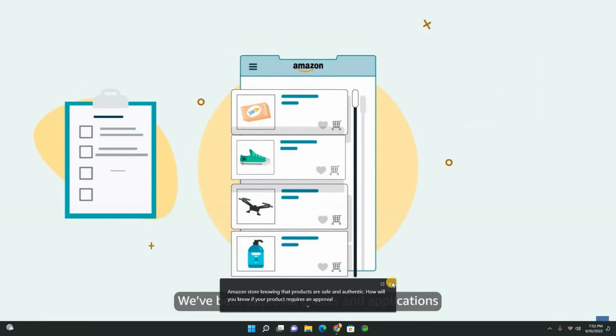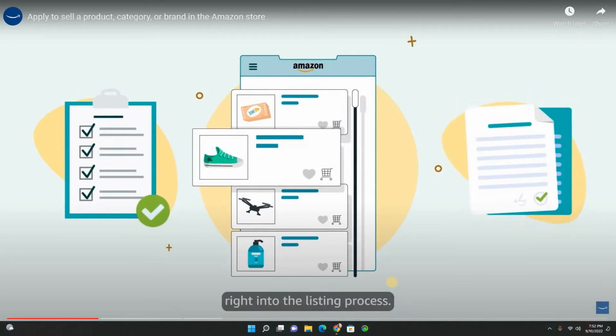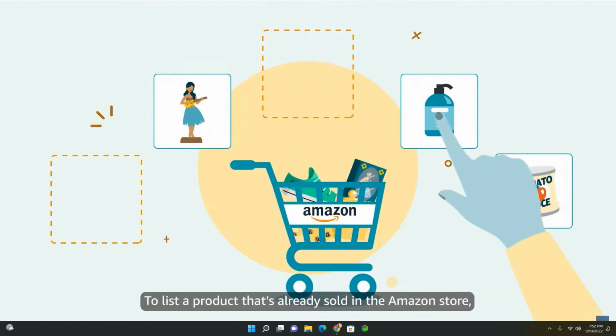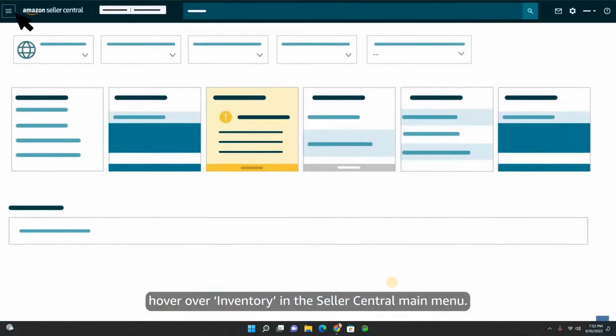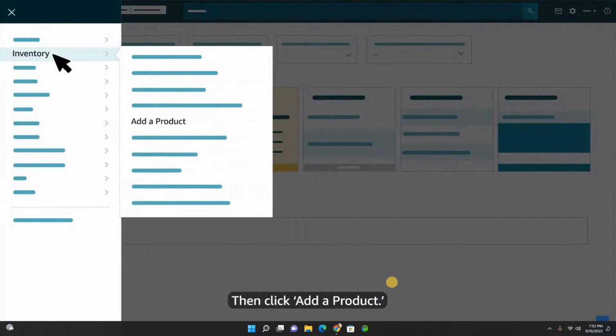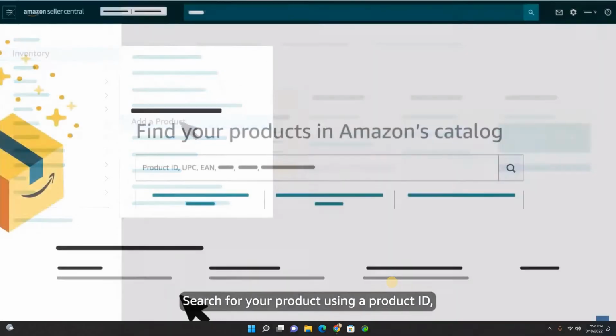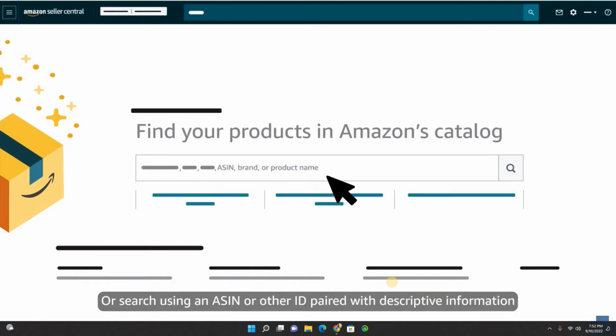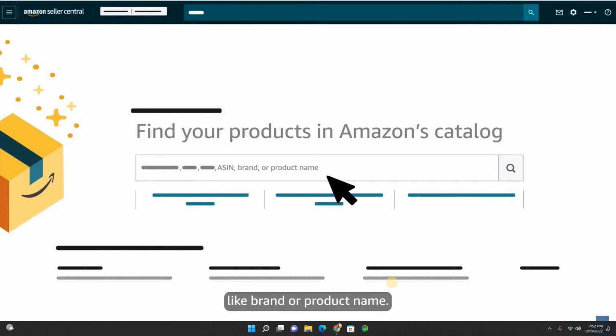We've built approval checks and applications right into the listing process. To list a product that's already sold in the Amazon store, hover over Inventory in the Seller Central main menu, then click Add a Product. Search for your product by using a product ID or GTIN like a UPC, ISBN, EAN, or JAN, or search using an ASIN or other ID paired with descriptive information like brand or product name.